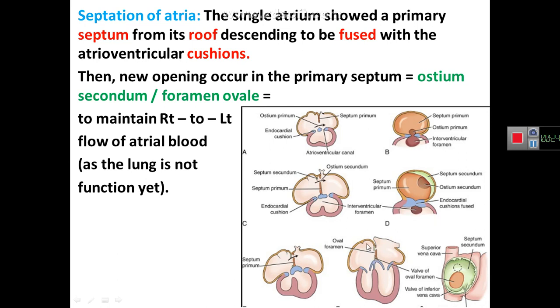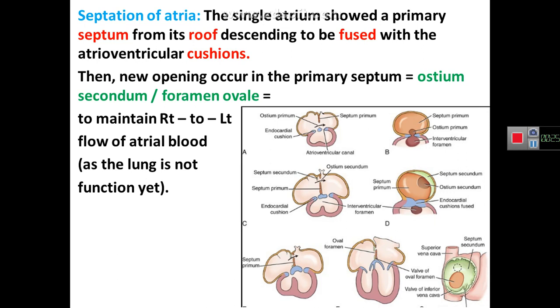And therefore, after birth, when the right atrium starts to push blood to the right ventricle and the right ventricle pushes the blood to the lung, the high pressure in the right atrium due to functioning pulmonary circulation will push the secondary septum to be fused with the primary septum and thus close the secondary opening. Of course, this closure is only by attachment in the first month or early period after birth. But this fusion will be completed by fibrosis at about 3 months.